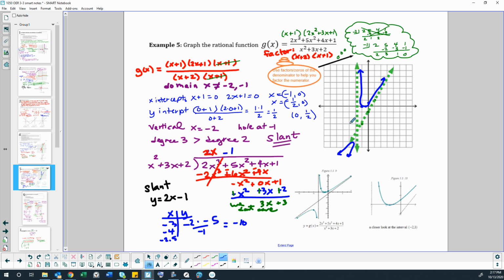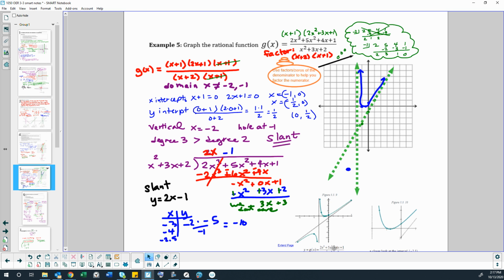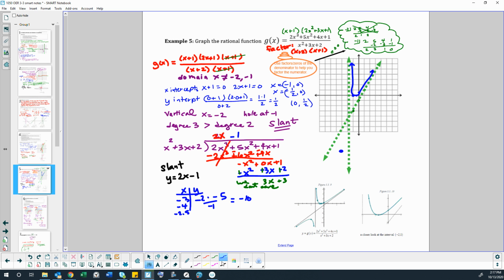1, 2, 3, 4, 5, 6, 7, 8, 9, 10. So it should be more like there. I'm going to erase this little part right here. Expand these so that this one goes choo-pa-choo-pa-choo, and this one goes doo-pa-doo-pa-doo. Sound effects make everything better. And then we've got our graph in here. I still did a horrible job of sketching that, but you get the idea, I hope.